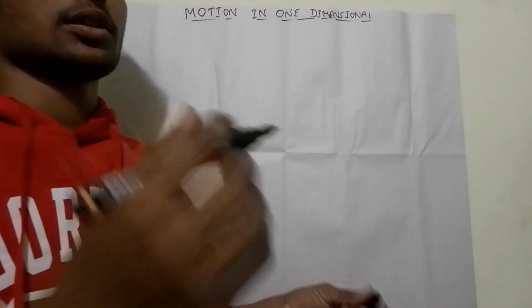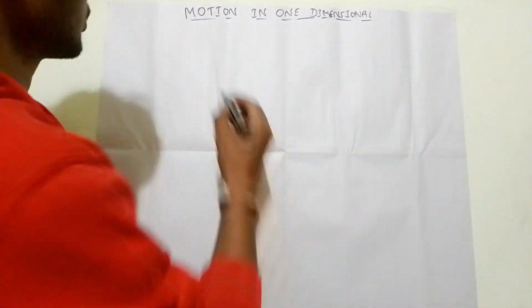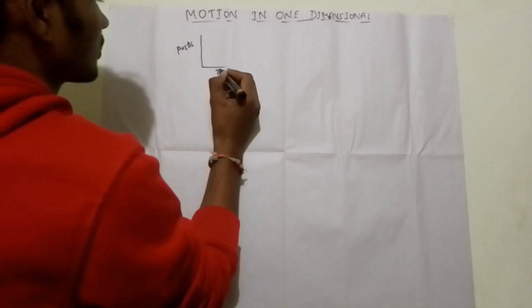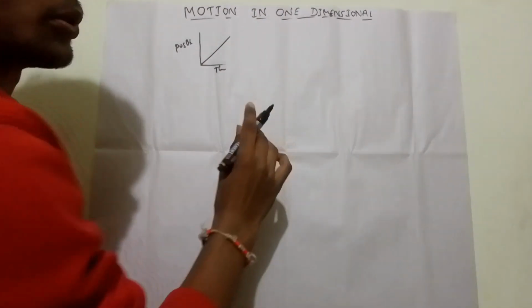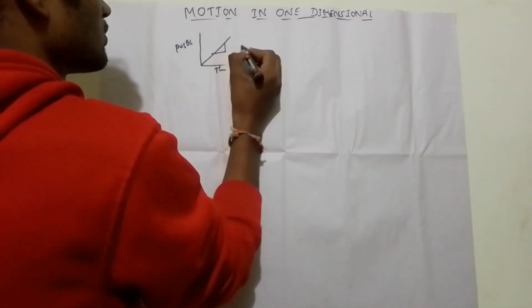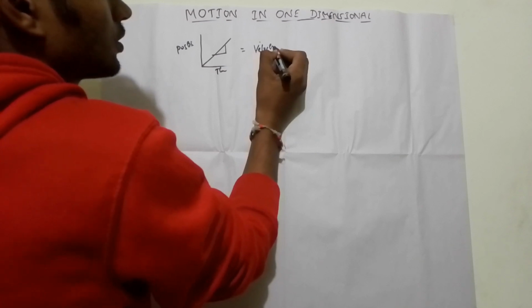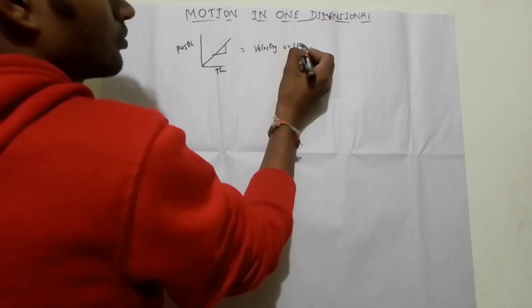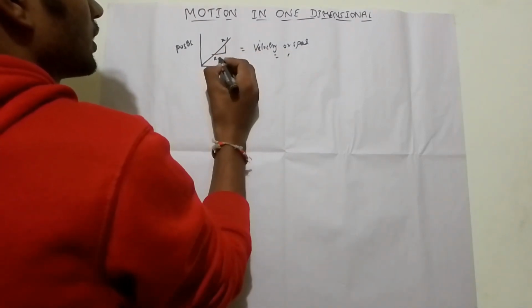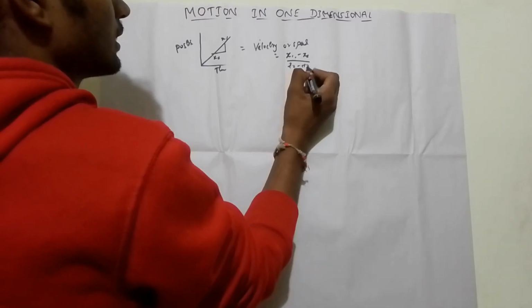Let's discuss the position versus time graph. The slope of a position-time graph always gives you velocity or speed, which is (x1 minus x2) divided by (t1 minus t2).